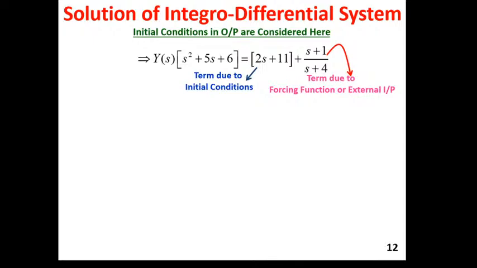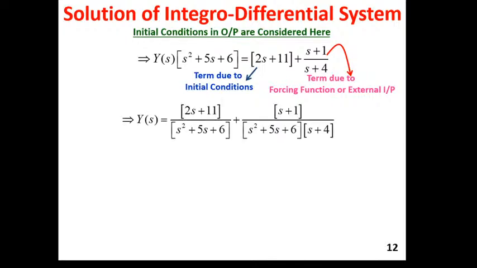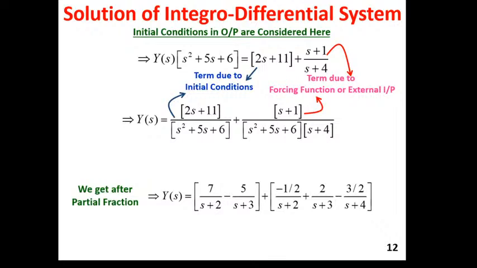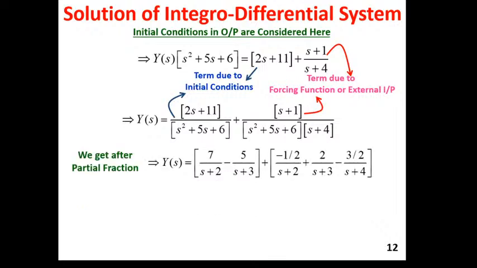Now the external input is the exponential e raised to minus 4t. Take this s square plus 5s plus 6 towards the bottom, and what we find is 2s plus 11 divided by s square plus 5s plus 6, plus s plus 1 divided by s square plus 5s plus 6 times s plus 4. Now Y(s) has two terms. The first term is due to the initial condition, the next term is due to the forcing function. Why am I repeatedly saying so 10 times? Because if you are trying to find out y(t), how can you find it? y(t) is found by the inverse Laplace transform of Y(s).